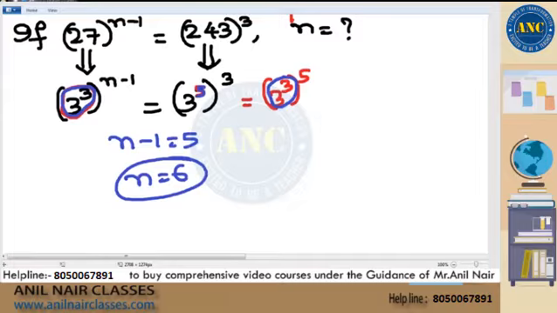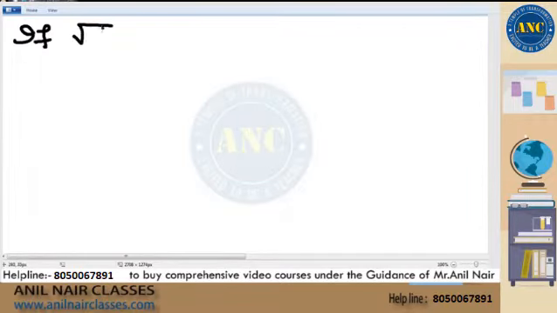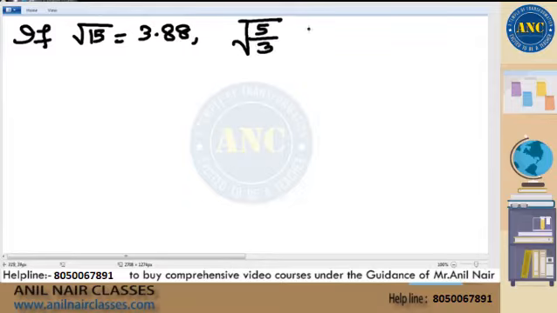See this question, sir. If root 15 is equal to 3.88, they themselves have given the value of root 15 in the question. Find the value of root of 5 by 3. Because the root value is given for 15, I should definitely make use of this value in my problem solving.